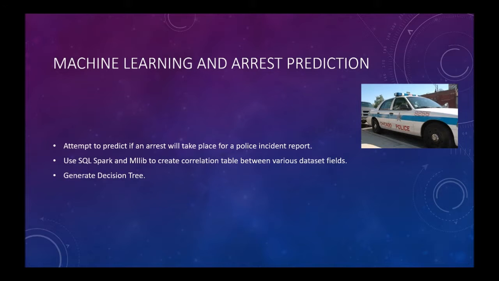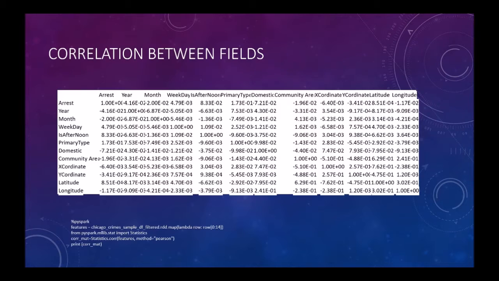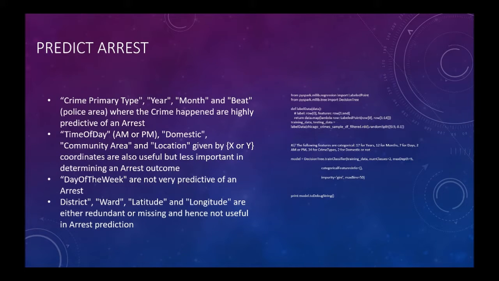Now finally we looked into machine learning, and one of the things we tried to do was see if we could predict whether an arrest was going to happen, given various fields. And we used the ML library to do that. One of the things the ML library did was create this correlation table, which we found very interesting. It came up with different correlations between different fields. Some of the fields were highly correlated, such as year, month, beat, time of day, whether the crime was domestic, the community area, and location. And some were not quite so predictive of an arrest.